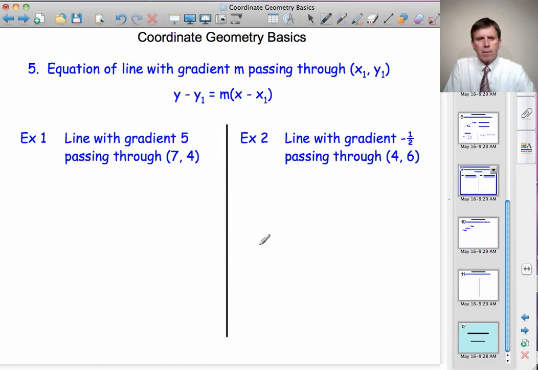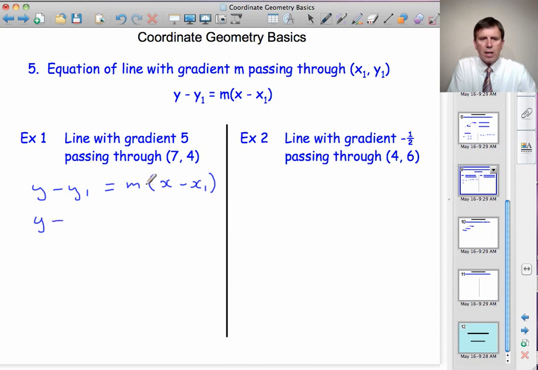So the equation of the straight line passing through x1, y1 with gradient m is y minus y1 equals m(x minus x1). So let's find the equation of the line with gradient 5 passing through 7, 4. Well, it's y minus y1 equals m(x minus x1). And I would advise you to write it down like that every time you're going to use it. And then we start substituting in the numbers. So it's y minus 4, the y coordinate, is equal to the gradient 5 multiplied by x minus 7, the x coordinate.